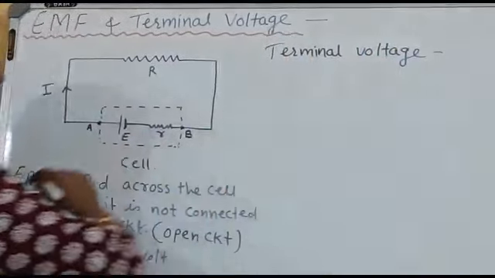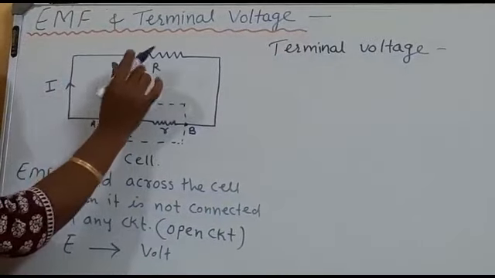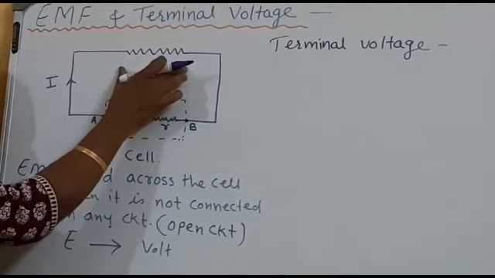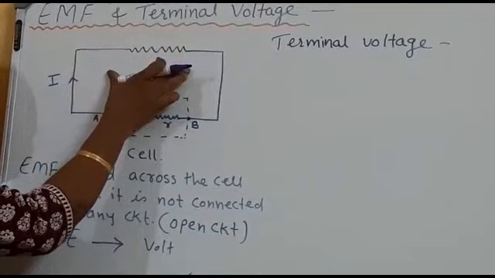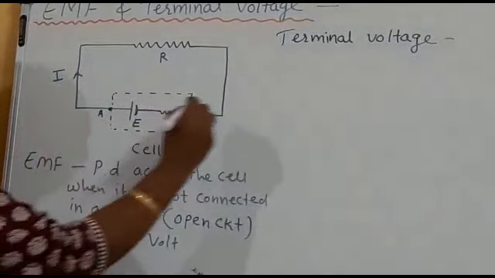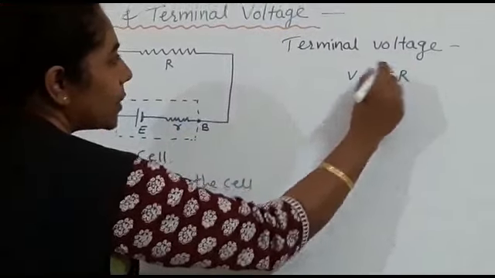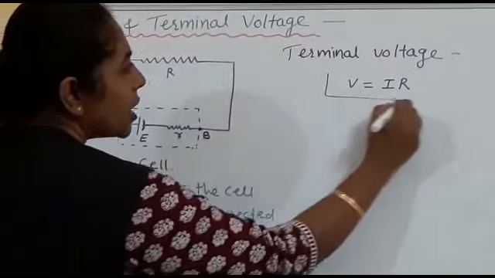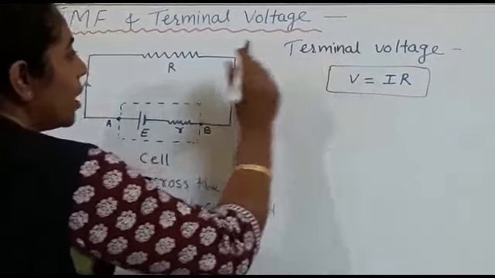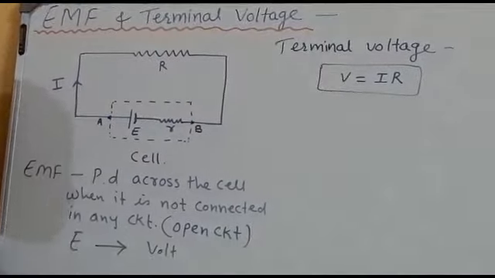Now what is terminal voltage? Now see, this current is flowing through this resistance R. So according to Ohm's law, a potential will develop across this resistance. So what is that value? That will be V is equal to IR. So this is known as terminal voltage. Current is flowing, and due to that a potential difference is developed.